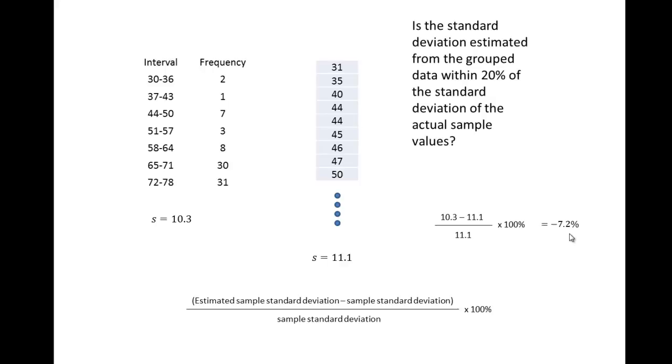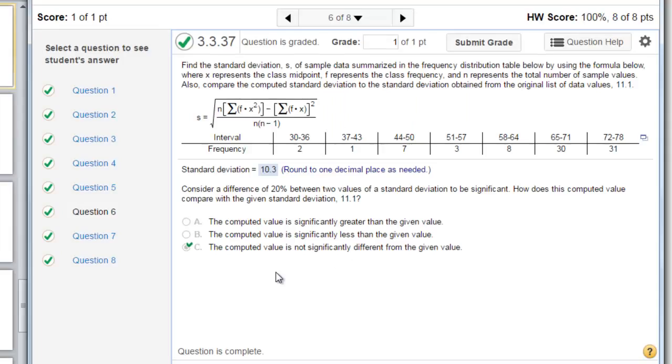And we would interpret that by saying that the standard deviation that was estimated from the group data is 7.2% less than the standard deviation of the actual sample values. Recall that the question said, consider a difference of 20% between two values of a standard deviation to be significant. 7.2% is less than 20%, so the correct response should be the computed value is not significantly different from the given value.